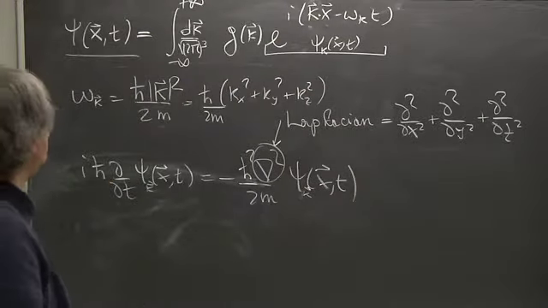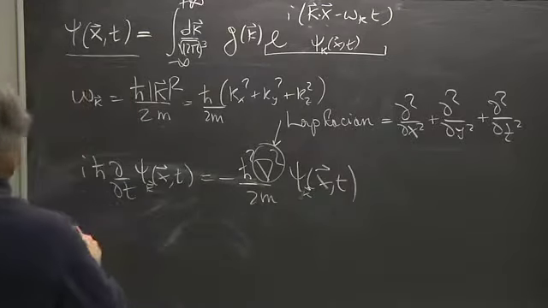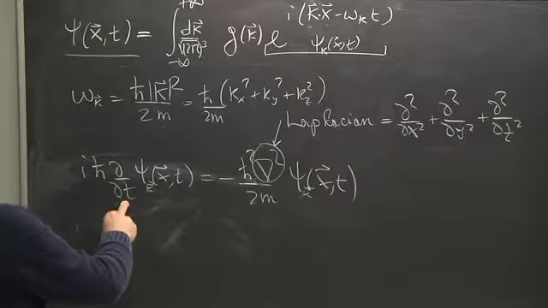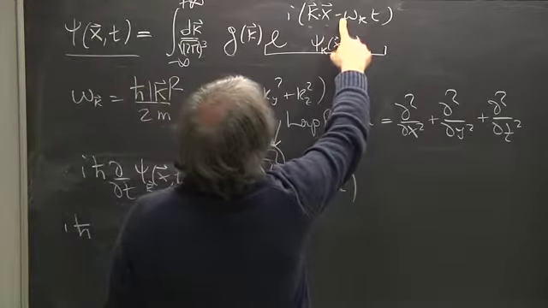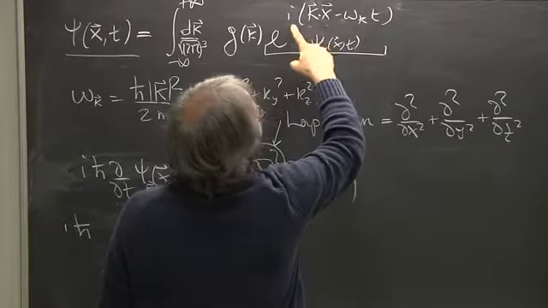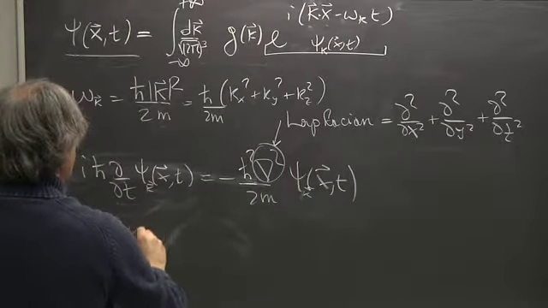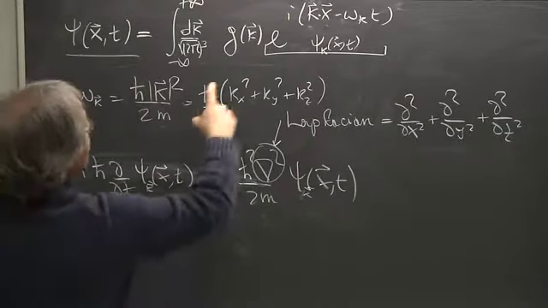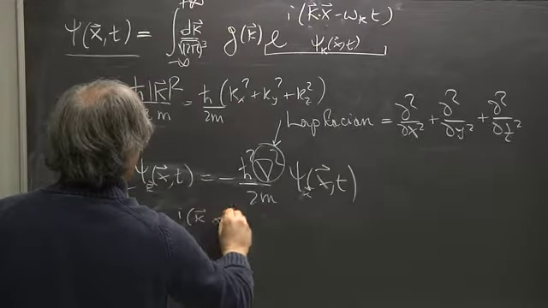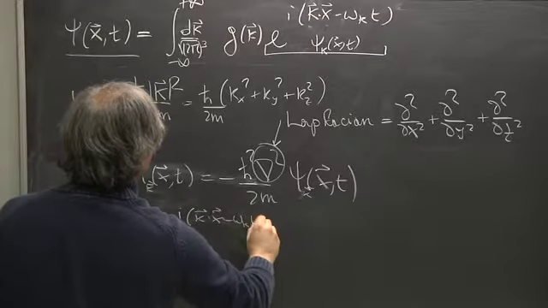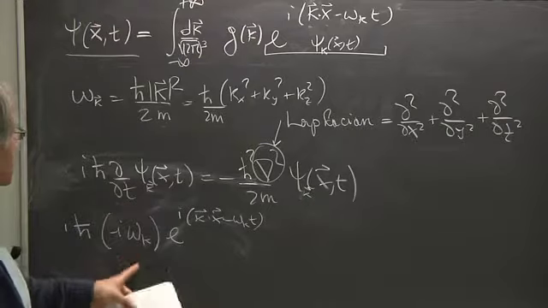Okay? Let's do it. Left-hand side. The left-hand side involves a derivative over time. So i h bar, the derivative over time. When I take a derivative over time, I bring down minus i omega k. Okay, so I have minus i omega k, and then I have exactly the same exponential, e to the i k x minus omega k t. Is this clear to everybody? This is the left-hand side, the derivative with respect to time.